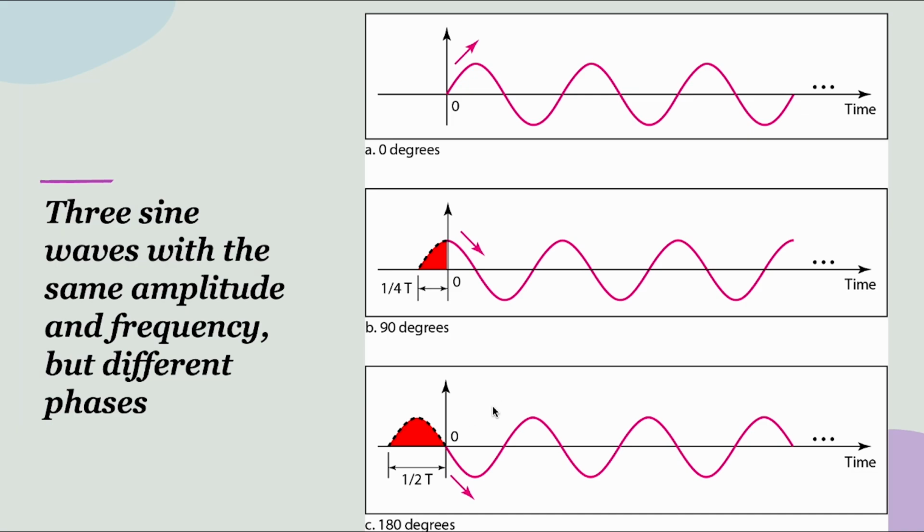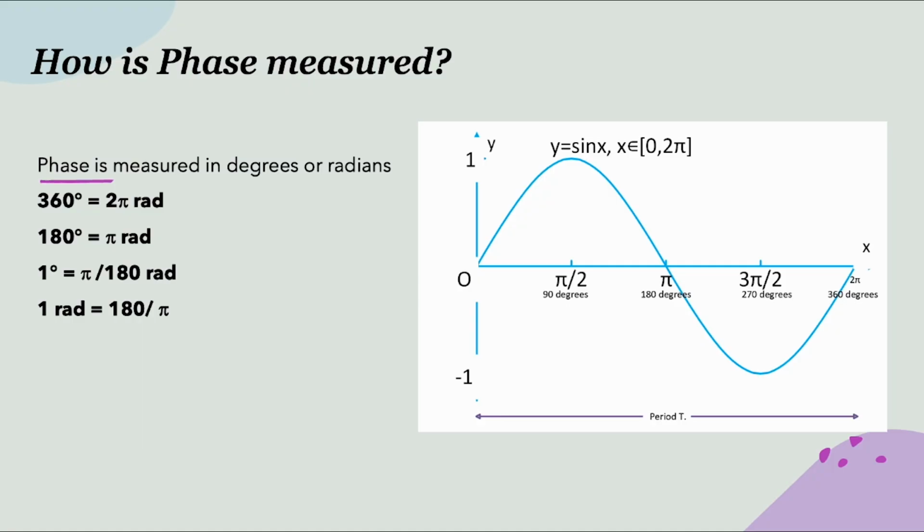Now, how is phase measured? Phase is actually measured in degrees or radians. In the previous diagram, I showed you the phase shift of 90 degrees and 180 degrees, right? So here, this diagram shows something very similar as well, its value in degrees as well as radians. If there's a phase shift of 90 degrees, that's basically pi over 2 radians. If there's a phase shift of 180 degrees, as we saw in the previous diagram, then that is considered as being equal to pi radians.